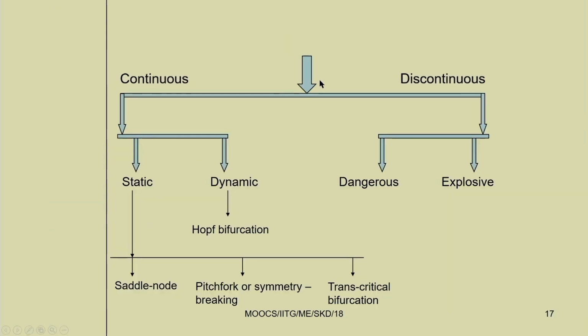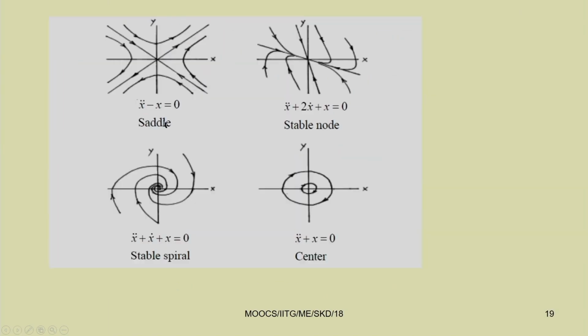Now, let us revise this bifurcation. So, you have continuous bifurcation, discontinuous. You have static bifurcation, dynamic bifurcation. In case of static, you have saddle node bifurcation, pitchfork or symmetry breaking bifurcation and transcritical bifurcation, and in case of dynamic, you have the Hopf bifurcation. Okay. Already we have seen saddle.